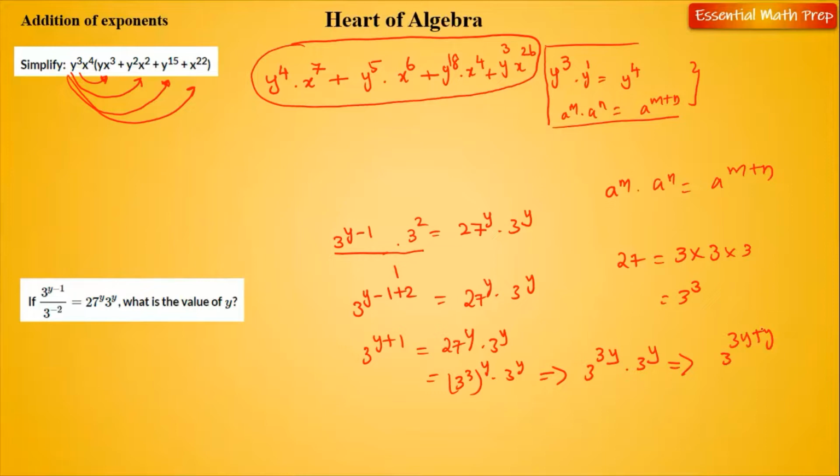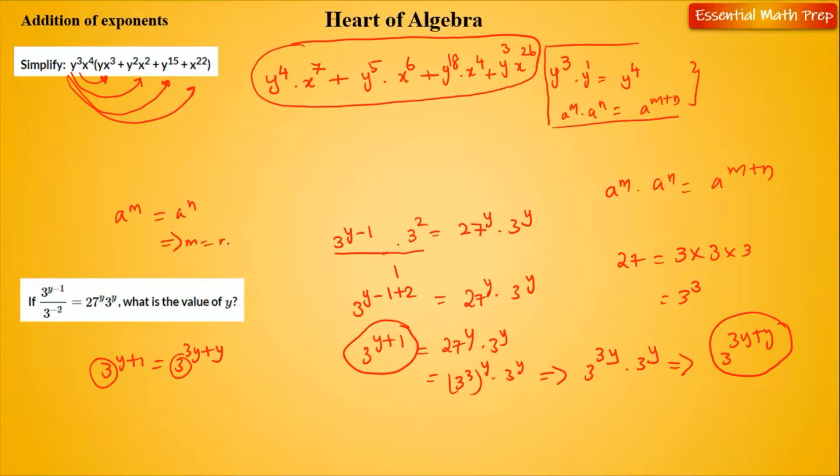This is the right side as a whole, and we have this as a left side. Now let's combine these two terms. 3 power y plus 1 equals 3 power 3y plus y. Because the bases are equal, that is a power m equals a power n, implies m equals n. Then y plus 1 equals 3y plus y, which is 4y, right? Y plus 1 equals 4y, so 1 equals 3y, y equals 1/3.